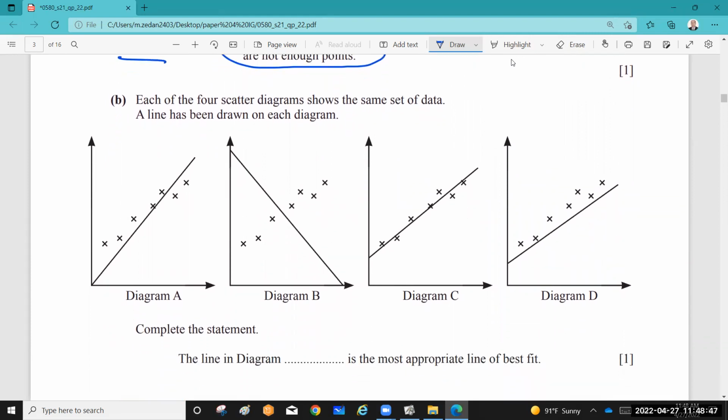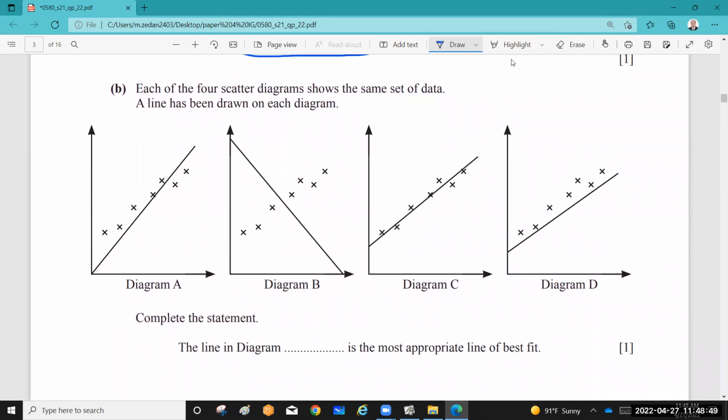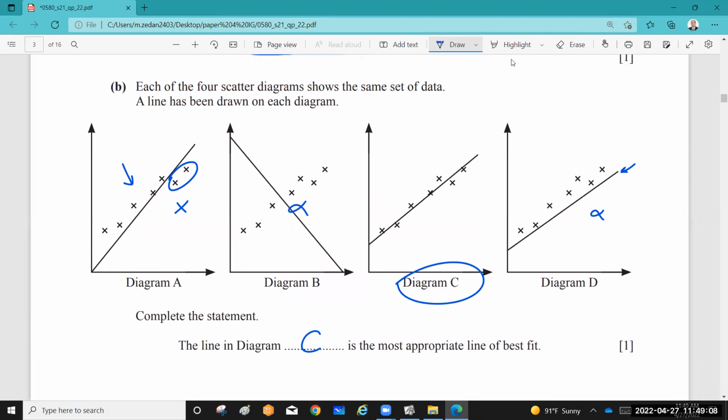For the best line of fit, this one is no, because you have 3 points here and more points here. This one is completely wrong. This one is incorrect because the line lies completely away from the values. This one is the best one, option C, because the line goes through all points, or all points are very close to the line.